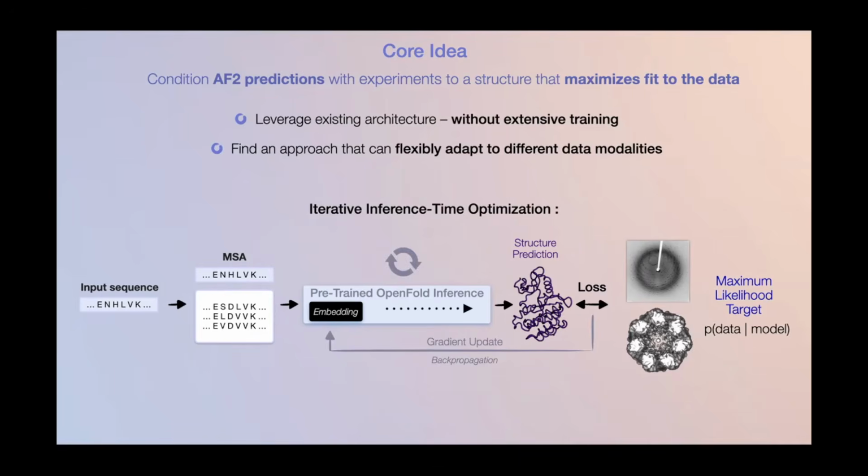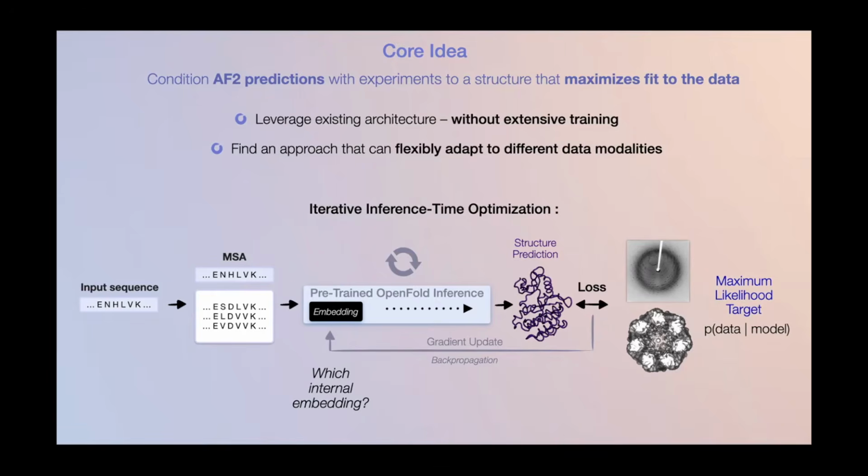And we can do this iteratively so that we consecutively predict improved structures. And ideally, we would then converge. So a question here for us was, where in the monster that is AlphaFold 2 should we try to actually inject experimental information?